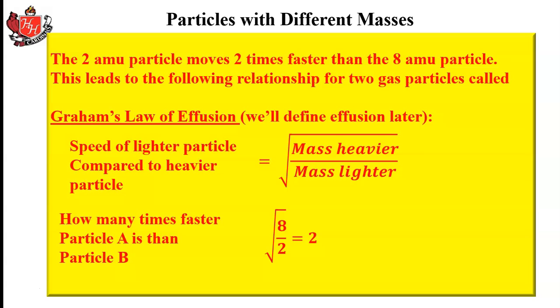This leads to the following relationship for 2 gas particles, and that's called Graham's law of effusion. Effusion is basically how fast molecules move, but we'll give it a specific definition later in the week. So the speed of the lighter particle compared to the heavier is given by the equation: the mass of the heavier over the mass of the lighter, and then you take the square root of that number. In our example, the heavier particle was 8, the lighter particle was 2. You divide that, you get 4, and you take the square root of 4, you get 2. So you'll see that this equation gives you that the smaller particle is twice as fast as the heavier particle.